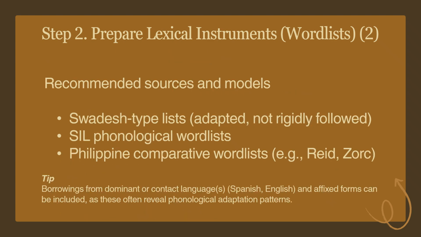Step 2. Prepare lexical instrument. This slide highlights recommended sources and models for constructing lexical instruments. These include the Adapted Swadesh Type List, SIL Phonological Word List, and the Philippine Comparative Word List developed by scholars such as Reid and Zorc. Importantly, borrowings from contact languages like Spanish or English may be included deliberately, as they often reveal phonological adaptation patterns.